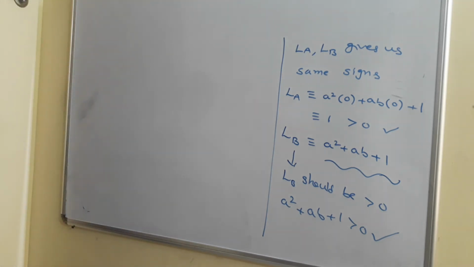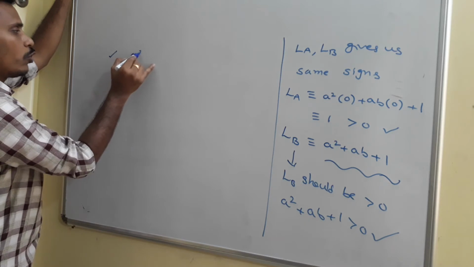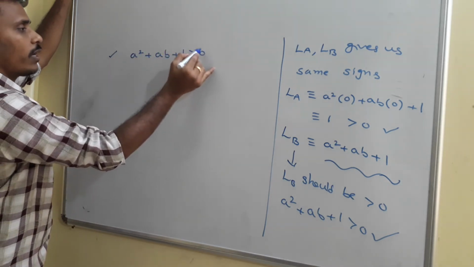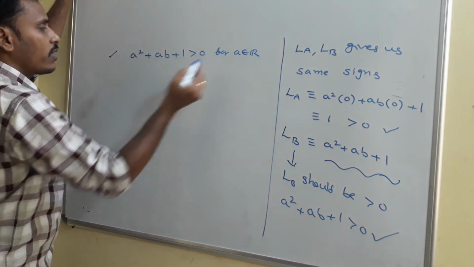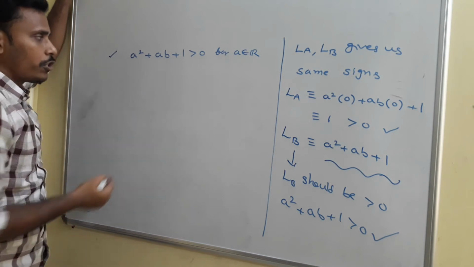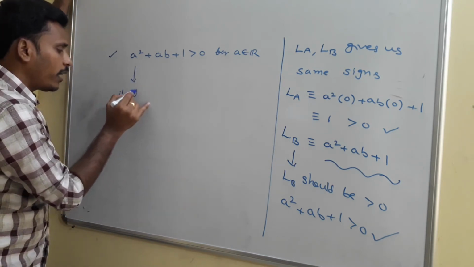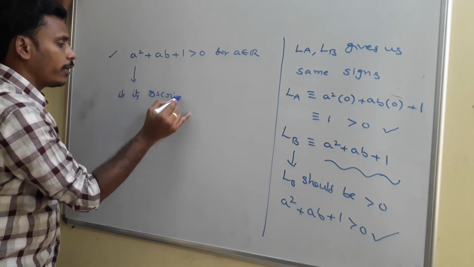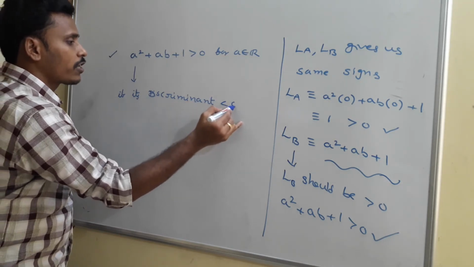Okay. And now it's a problem of quadratic expressions. Leaving the coordinate geometry, you need to think about quadratic. At the end we have that a square plus ab plus 1 is greater than 0 for a belongs to R. Since a is a real number, a quadratic expression is always positive if its discriminant is negative.